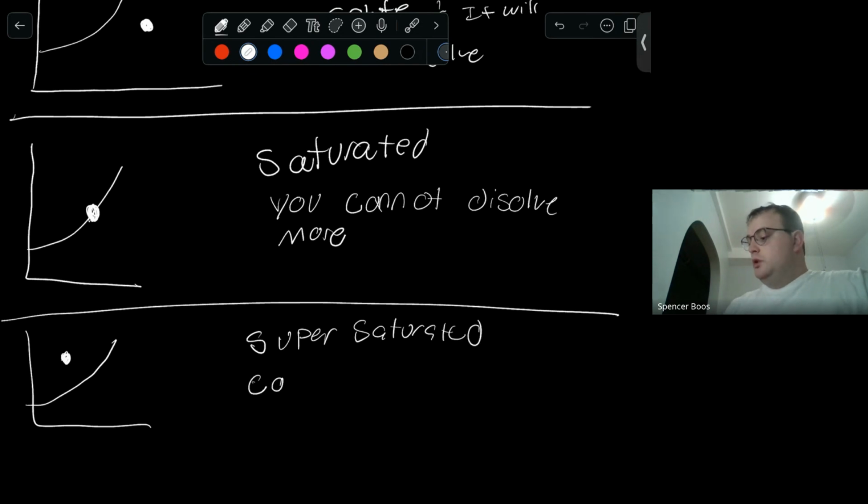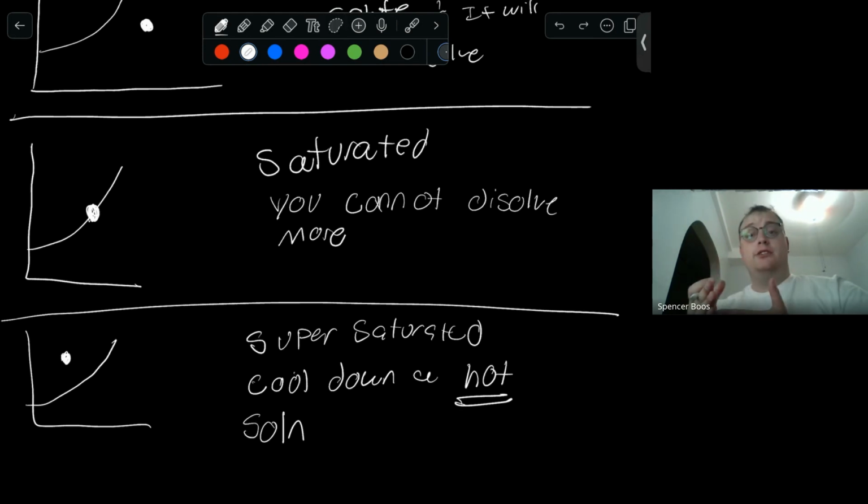You cool down a hot solution. After you cool down that hot solution, right? Let's say it was right here, unsaturated, but as you cool it, it turns into supersaturated. So that's how you would create it.